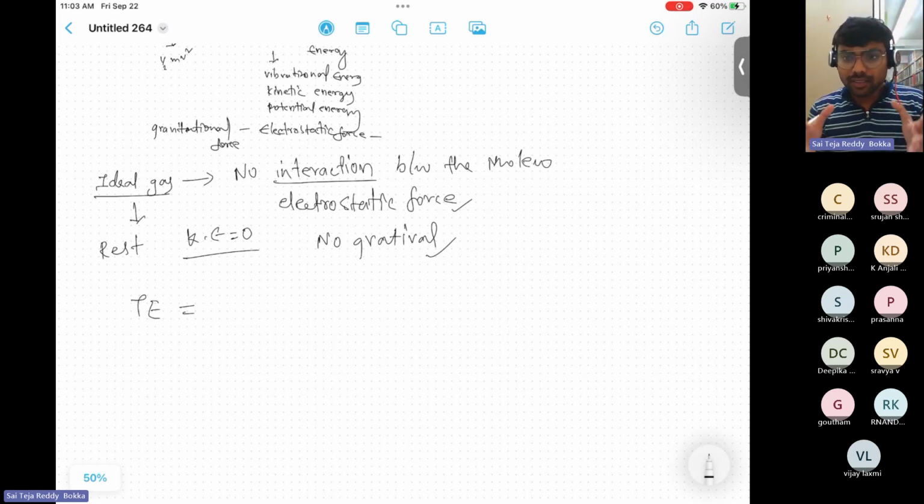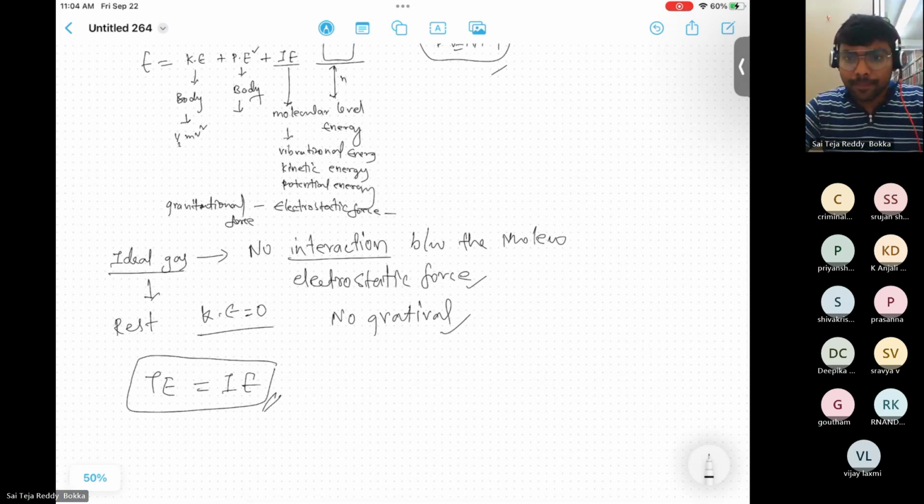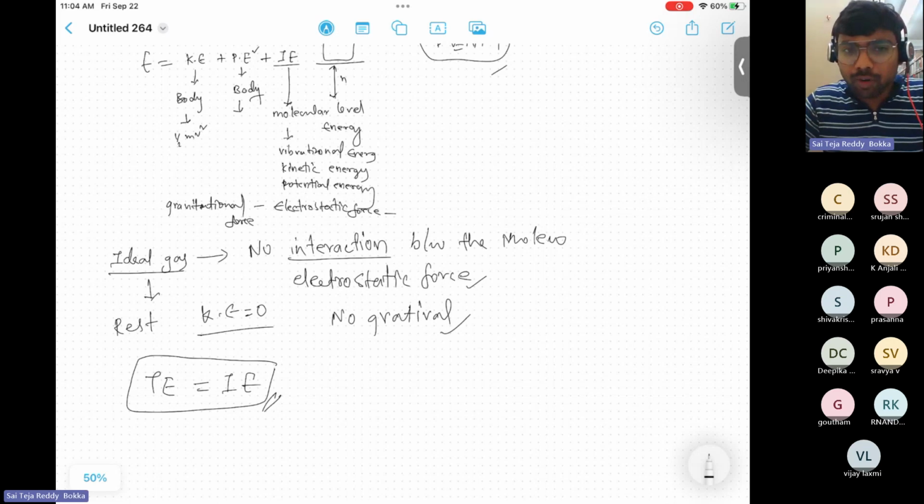As the external system of a body is in rest position, there is no kinetic energy possessed by this system. And when it comes to potential energy, as I said, there is no gravitational force, so your potential energy becomes zero. Then what you have now is TE equals IE, only our internal energy. This is the most important thing. For an ideal gas, the total energy is equal to the internal energy of the system. Just write it down.